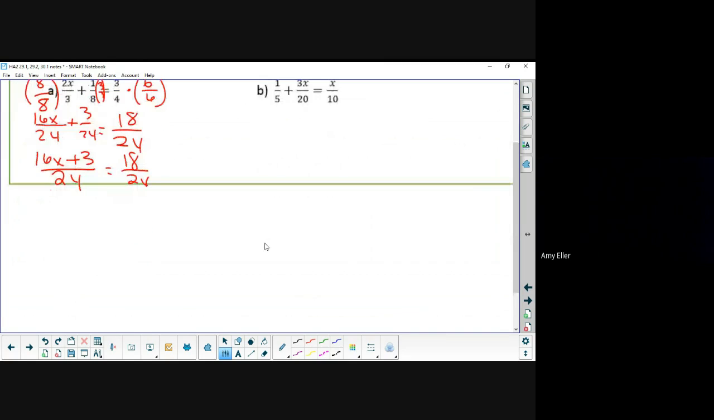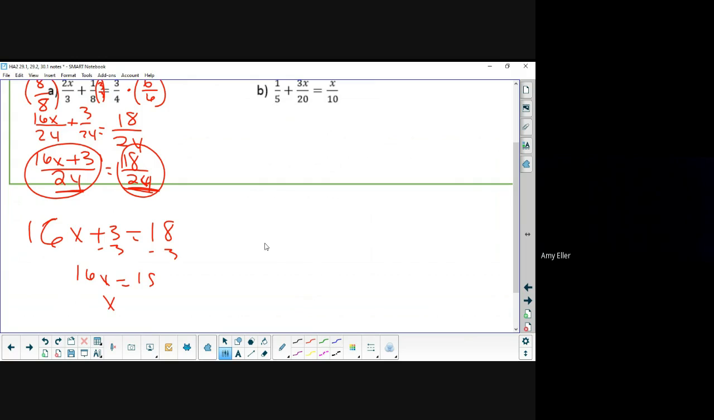But if these two fractions are equal to each other and they have the same bottom part, wouldn't the tops have to be the same? See the logic there? If the fractions are the same and the bottom is the same, then the numerator equals that numerator. So now I do just have a plus 3. I can subtract 3. 15/16.